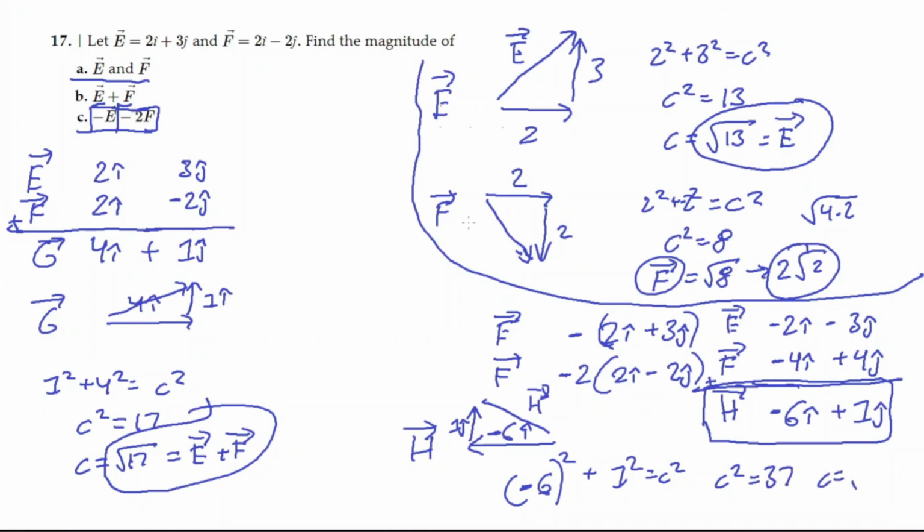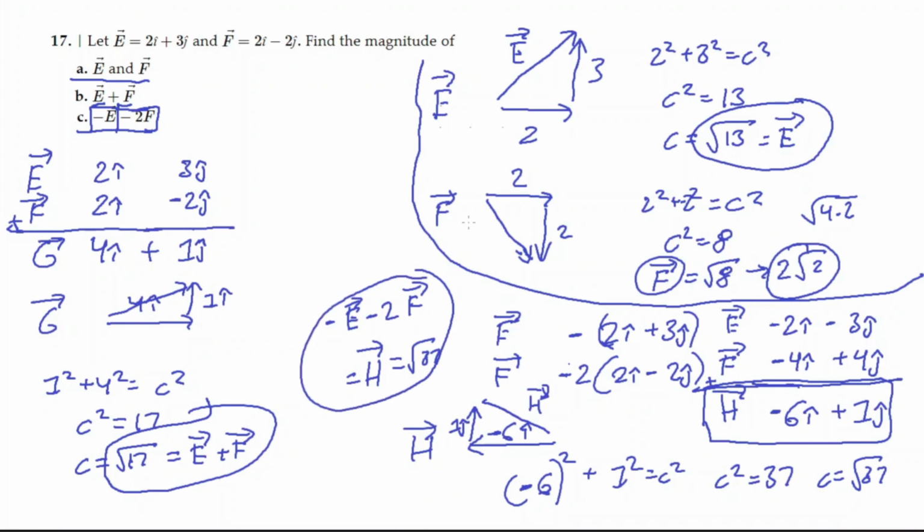So c is equal to radical 37, in which the magnitude of vector h is equal to square root of 37, or rather, it's also equal to negative e minus 2f, and the vectors of them. So that is going to be our answer, negative 30, or no, square root of 37.